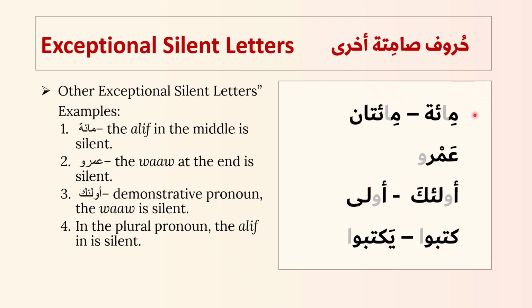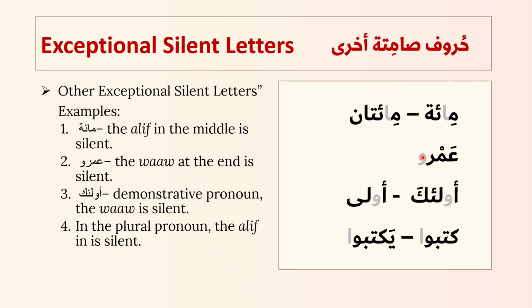The 100 in Arabic, mi'a, is written with a silent alif, which is not pronounced. So it's mi'a. We don't say ma'a, we say mi'a, mi'atan. So that's one example. The other is the name Amr.